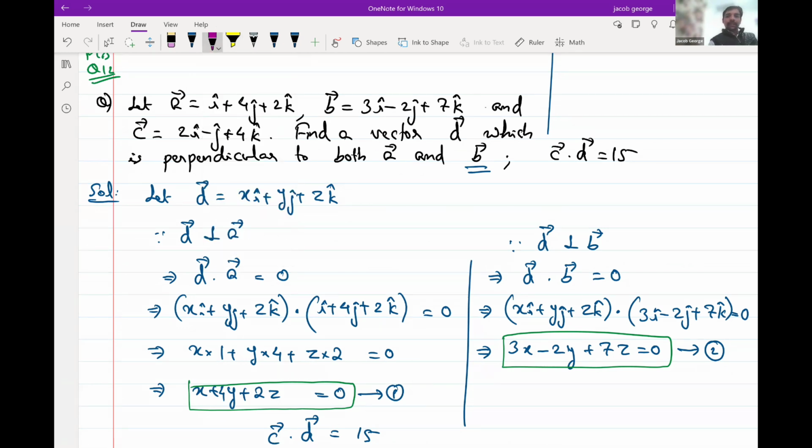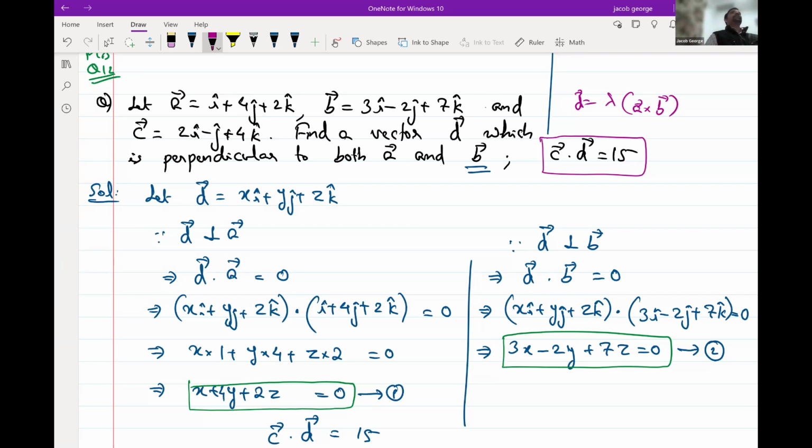Then we find lambda times A cross B. Lambda times what? A cross B. So that will be the vector D. Lambda times A cross B. Okay, that will be perpendicular. Then we apply the condition, this condition. C dot D is equal to how much it is? 15. You will get lambda. And substitute it back to this one. Cross product, how to find out? By determinant. We find the cross product.